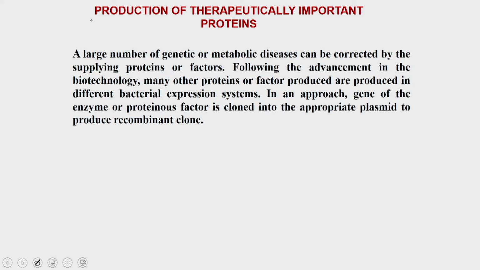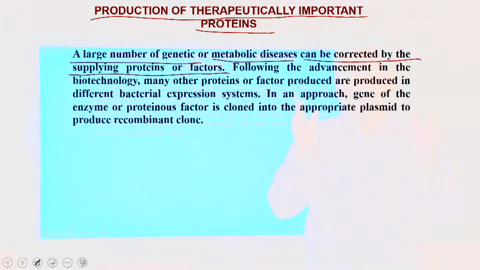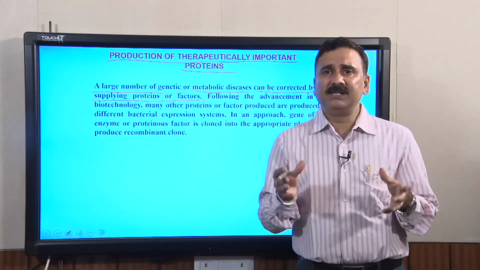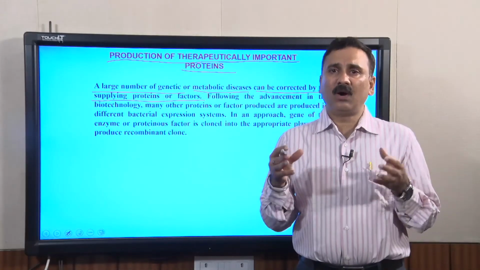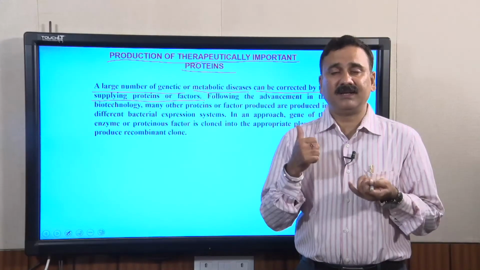For the production of therapeutically important proteins, a large number of genetic or metabolic diseases can be corrected by supplying a protein or factor. You know that the human body, or in general even a single cell, depends on many metabolic reactions, and all these metabolic reactions require enzymes.